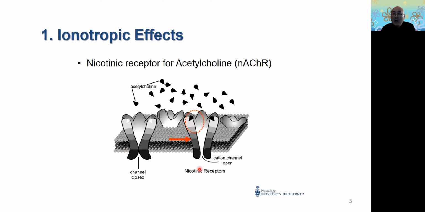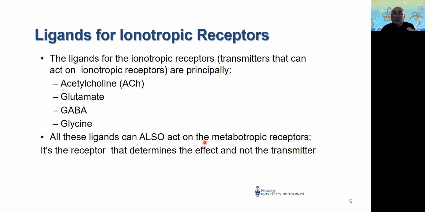And this will then allow for the influx of sodium. It will also cause the efflux of potassium. And as a net result, this cell will become more excited or more depolarized. Hope that's clear. And again, this is a classic example of an ionotropic receptor. There are a number of different ligands, or things that will bind to these ionotropic receptors. And these could be different types of neurotransmitters.